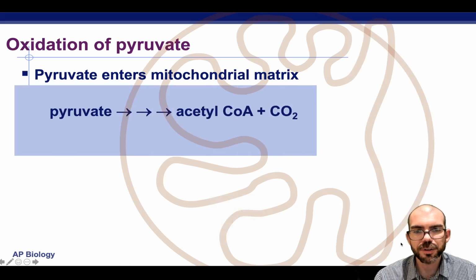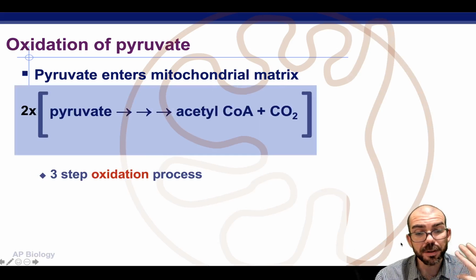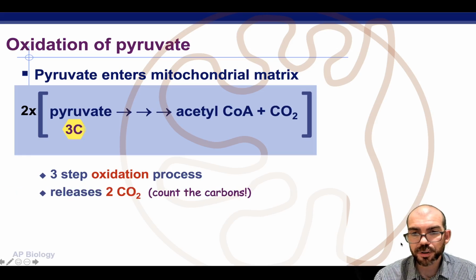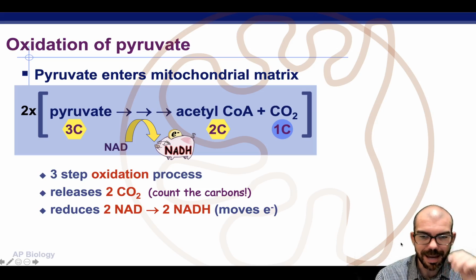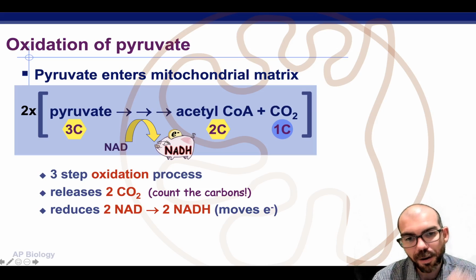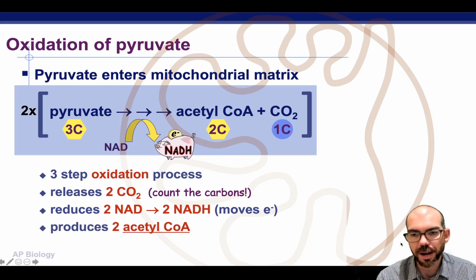So when that pyruvate enters the mitochondrial matrix, there's going to be 3 steps. The first is that carbon is lost as CO2. We're then able to reduce an NAD plus and make it into NADH, so we're banking some electron carriers, which we can use later to harvest for energy, and we're producing 2 acetyl CoA.